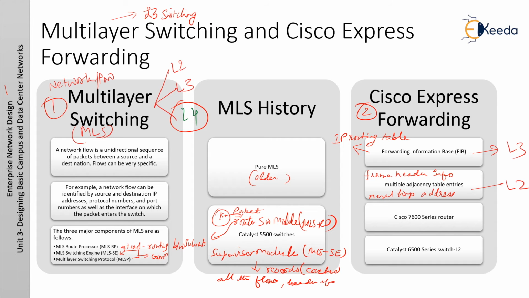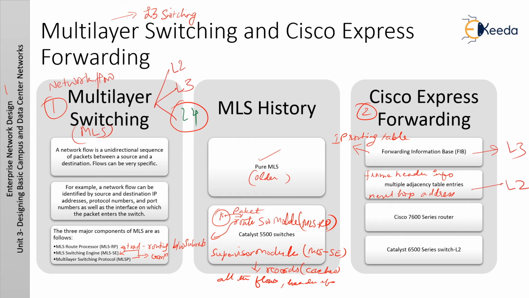Then come to the MLS history. Pure MLS, or hybrid kind of MLS, is the older implementation. There are two modules: the route switch module, which is like the MLS RP, and the supervisor module, which is the MLS SE. The first ever packet is routed by the route switch module, and the next or subsequent packets are switched by the supervisor module. This is the MLS SE.